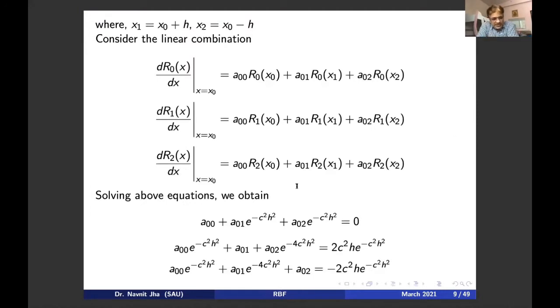I am going to denote, this is just a symbol, x1 is equal to x0 plus h. That is, x1 is a point which is next to x0 towards the right hand side at a distance h. Please do not go on the numbering 1 and 2. This is just for ease in writing. x2 is a point which is left of x0 at a distance h.